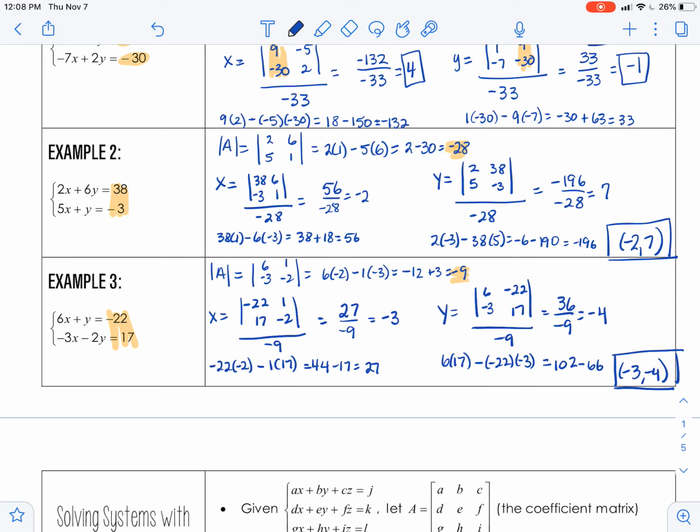Okay, so that is how to do Cramer's rule. Again, they go pretty quick.